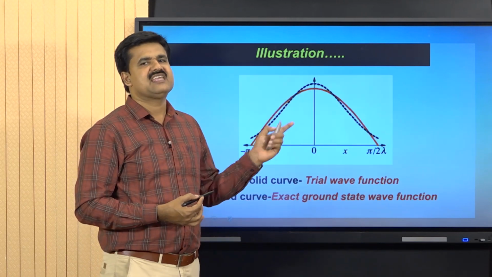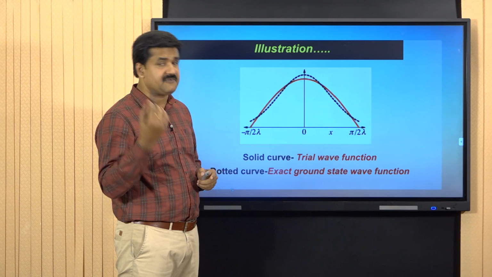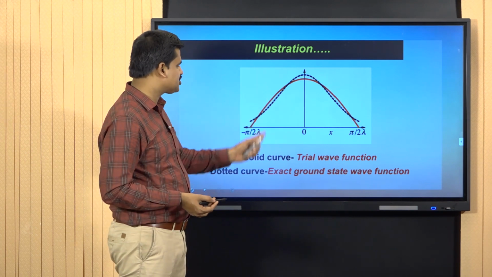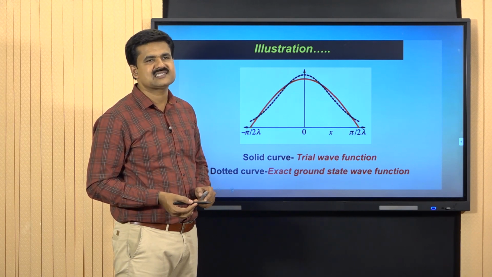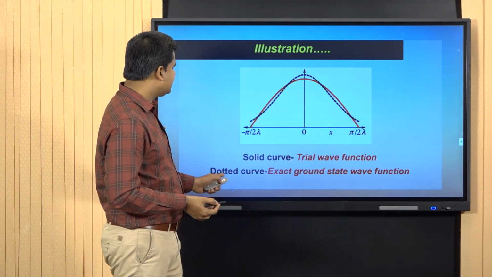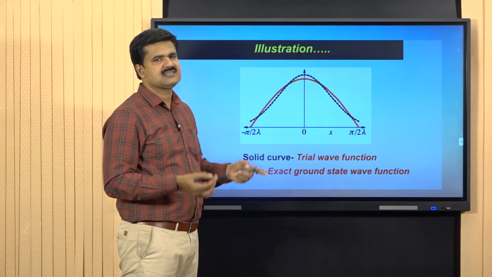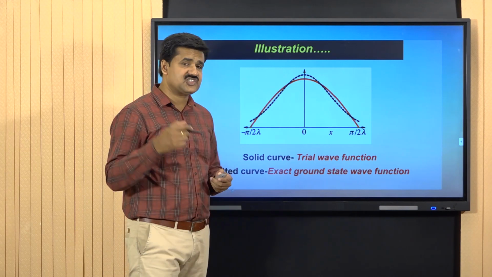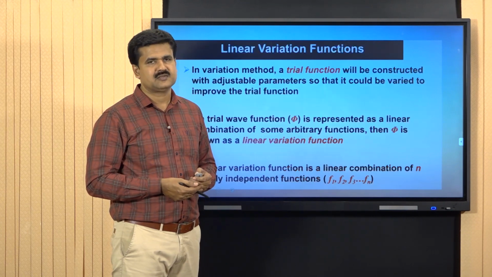Now, we can graphically represent the wave functions. We calculated energy and there is an agreement between wave functions also. The trial wave function and the original wave function are graphically shown here. The solid curve represents the trial wave function, that is phi is equal to cos lambda x, and this is the dotted curve which represents the exact ground state wave function. And these two curves merge in many positions, and it is clear that the ground state wave function as well as the trial wave function are in good agreement with each other.